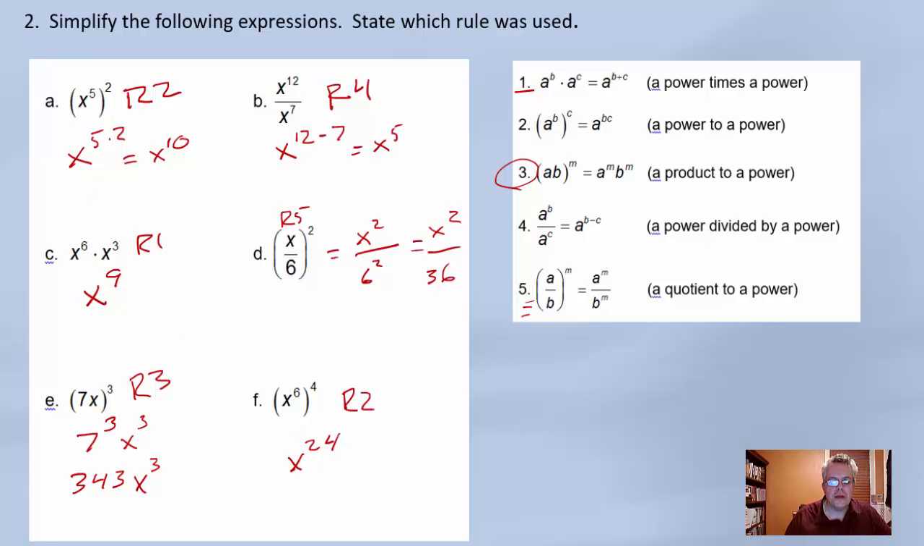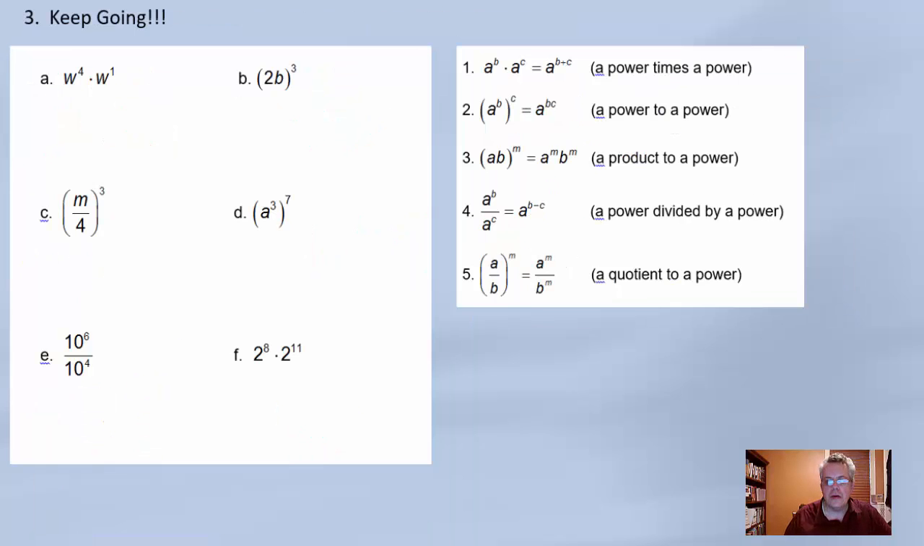Let's do just a few more examples and we'll be finished here. Same thing. We want to write which rule it is and then simplify it. First one. This is a power times a power. The base is W for both of these, so we can just add exponents. So this is rule 1, and this would be W to the 5th. This is a product raised to a power. That's rule 3. Product raised to a power, so they both get raised to the power. So this is 2 cubed times B cubed, which would be 8B to the 3rd.